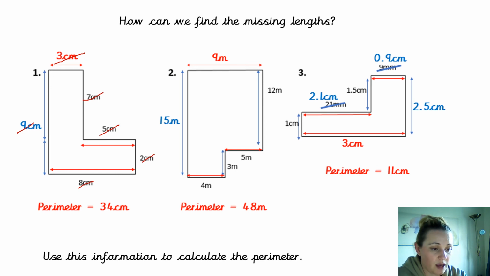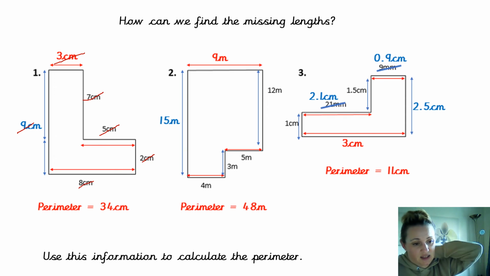Add them all up, and it makes sense to cross them out as you go along, especially for shapes that have got more sides, because then you don't get confused. So as you've added them, cross them out, and there's your answers.